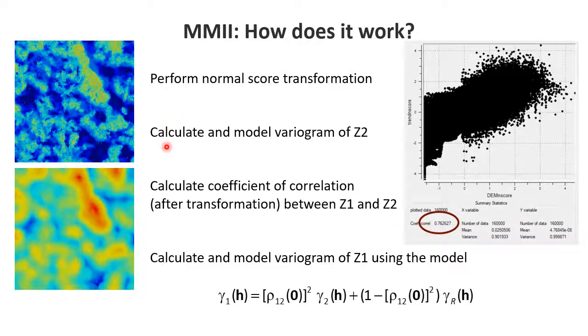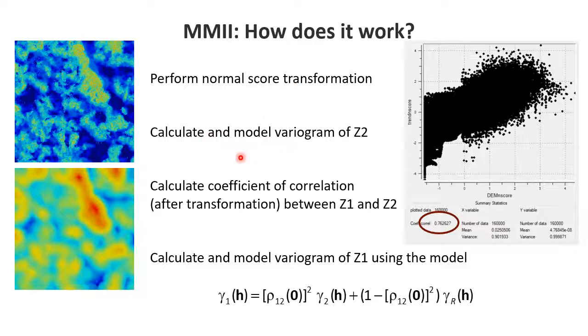So the next step we have to do is to calculate and model the secondary variogram, namely the variogram of Z2, then calculate the correlation coefficient between Z1 and Z2, and then calculate and model the primary variogram using this particular equation. And I already have, of course, the secondary variogram. That's what I had before here. Okay, let's go through these steps. So we did the normal score transform.